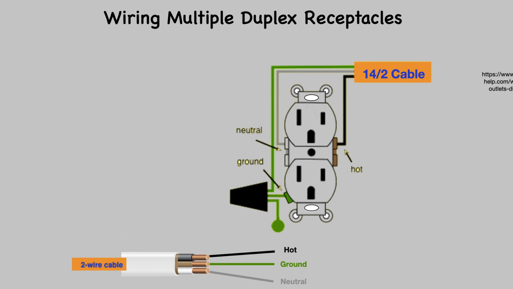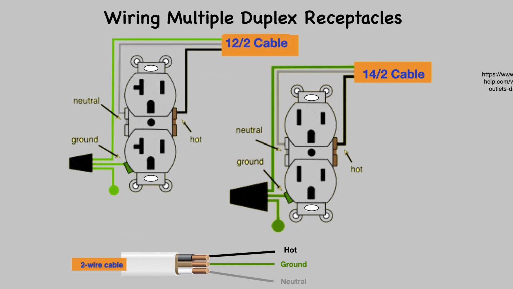For a 15 amp receptacle like this, 14-2 cable with a ground should be used to feed the circuit. A 20 amp 120 volt duplex receptacle outlet like this one should be installed in circuits using number 12 AWG cable and a 20 amp circuit breaker.